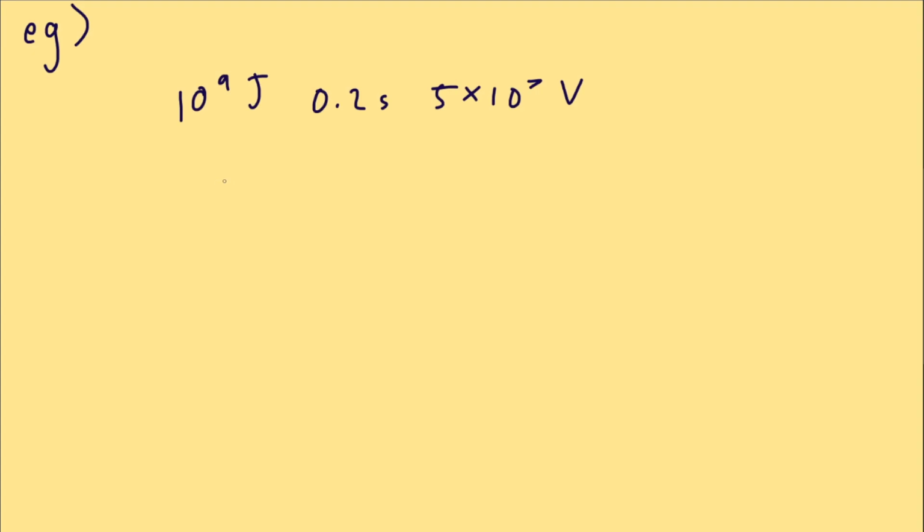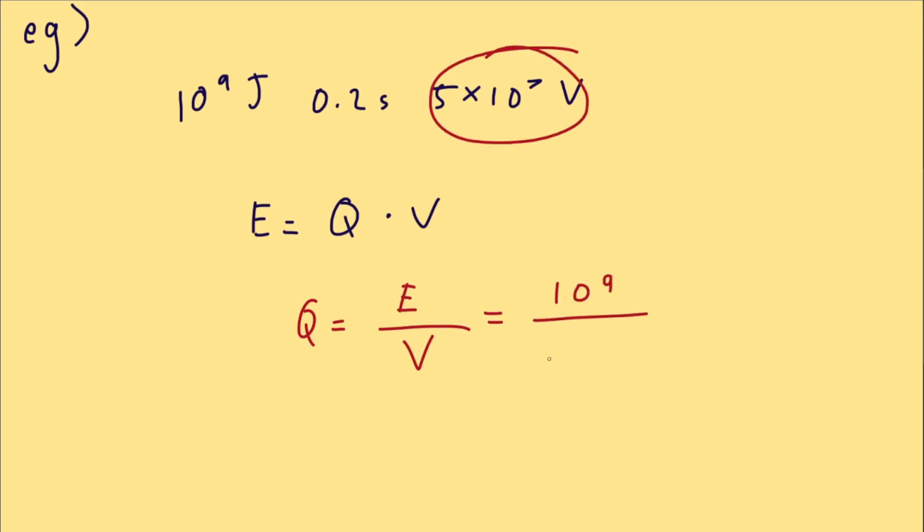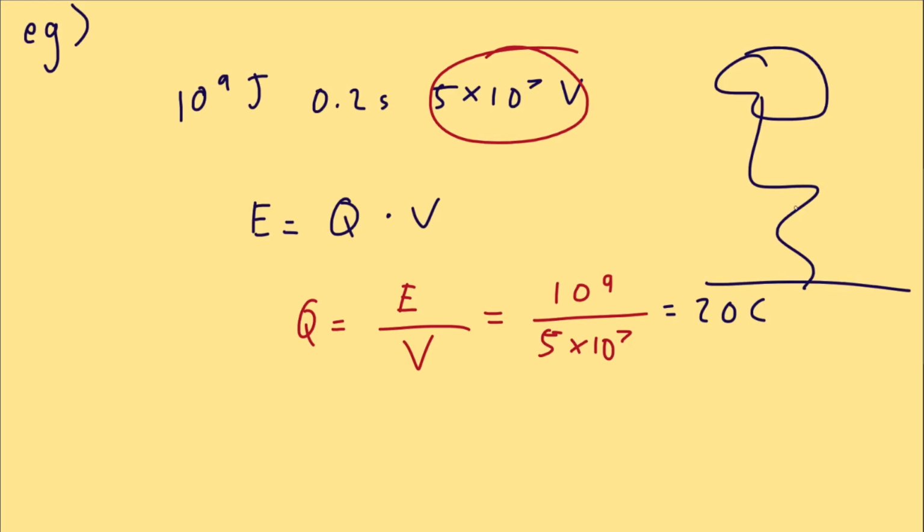But what if we want to know the total charge transferred? The energy transferred by electric charge depends on how much charge Q moves through how much voltage V. So energy is Q times V. We can rearrange for Q, giving us Q equals energy divided by voltage, which is 10 to the power of 9 over 5 times 10^7, giving us 20 coulombs of charge moving from the cloud into the ground.